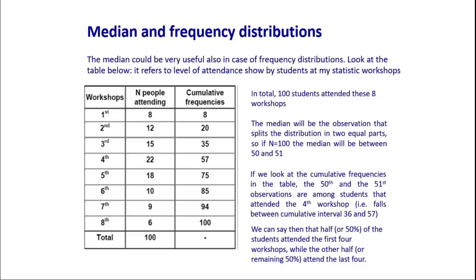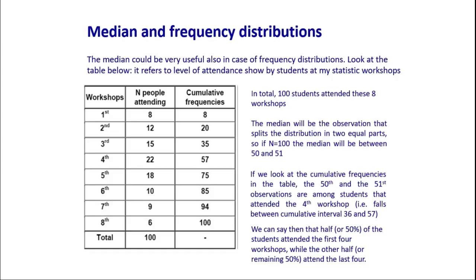So the median will be an observation that splits the distribution into 2 equal parts. So in this case, n is 100. So the median will be between the 50th and the 51st value. So we need to find the class that's got the 50th and the 51st value in it. And if we look at this, the 50th and the 51st observation among the students attended the 4th workshop.